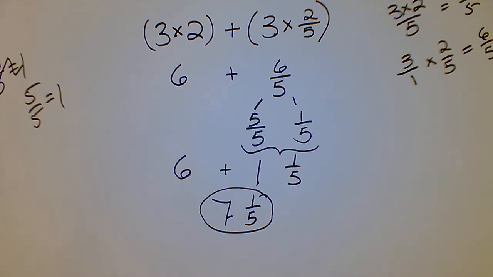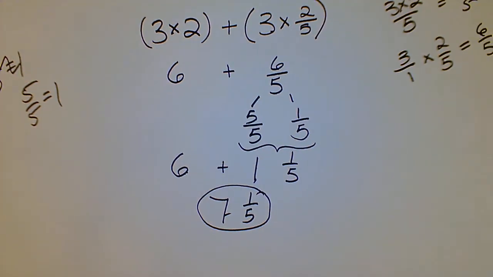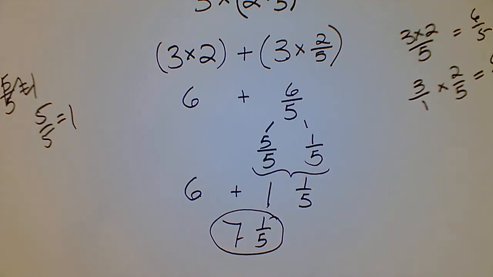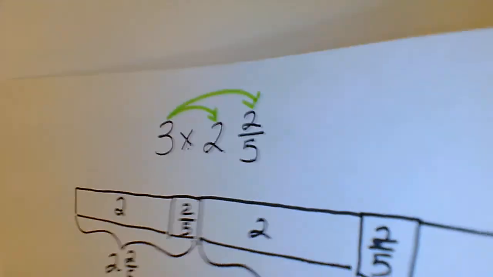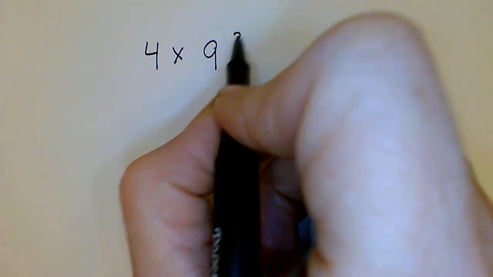Okay, I'm going to do one more example before we go into the problem set. And the next example is, we're not going to do a drawing, we're not going to do a tape diagram anymore. So let's go ahead and jump into that. Let's try, I don't know, let's do 4 times 9 and 3/4.